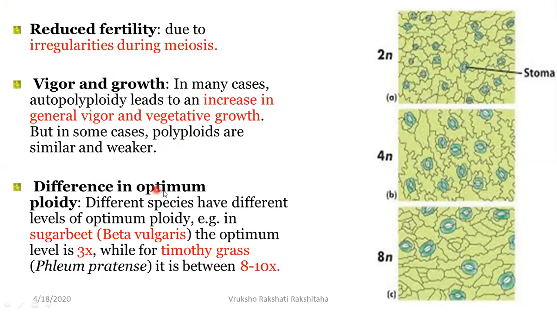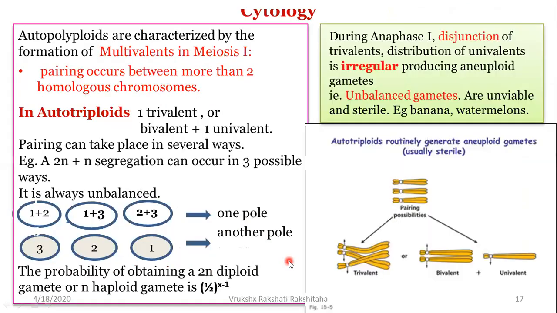Now, what is the difference in optimum ploidy? It is found that different species have different levels of optimum ploidy. For example, in Beta vulgaris, that is beetroot, the optimum ploidy is 3x. Whereas for Timothy grass, Phleum pratense, it is between 8 to 10x.